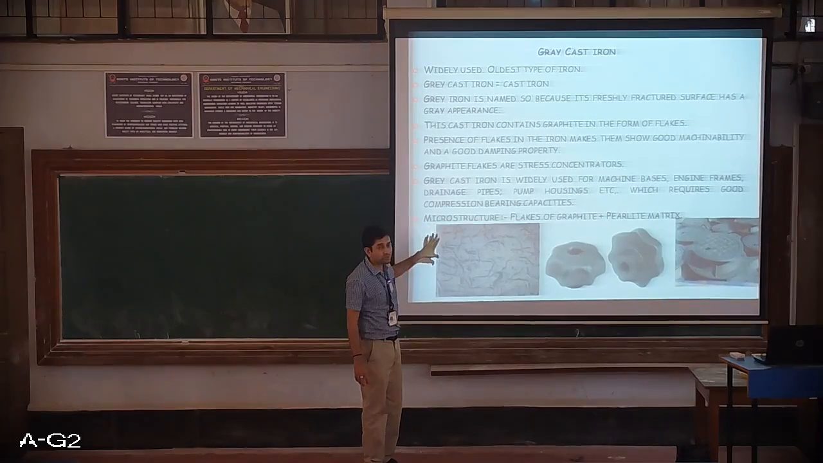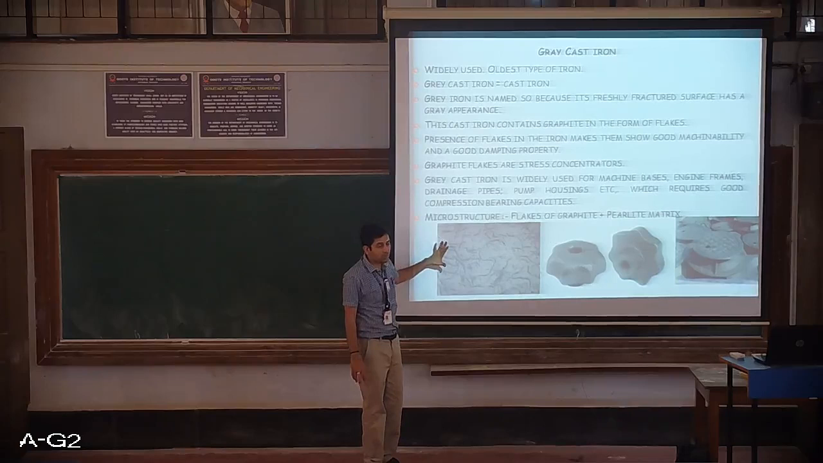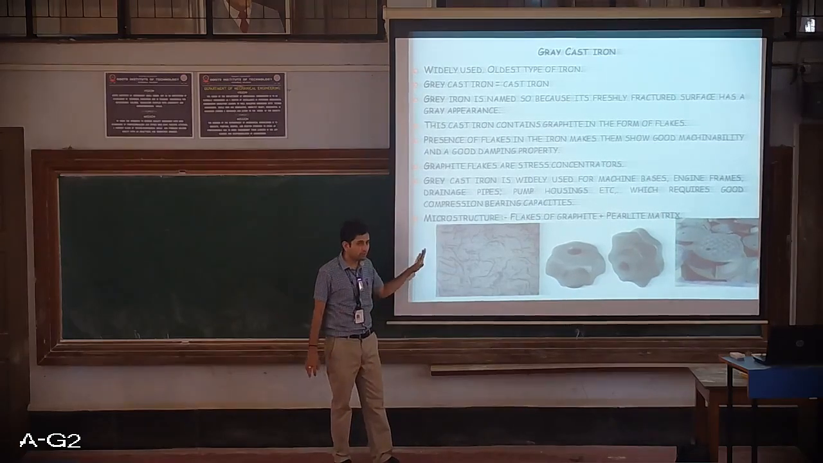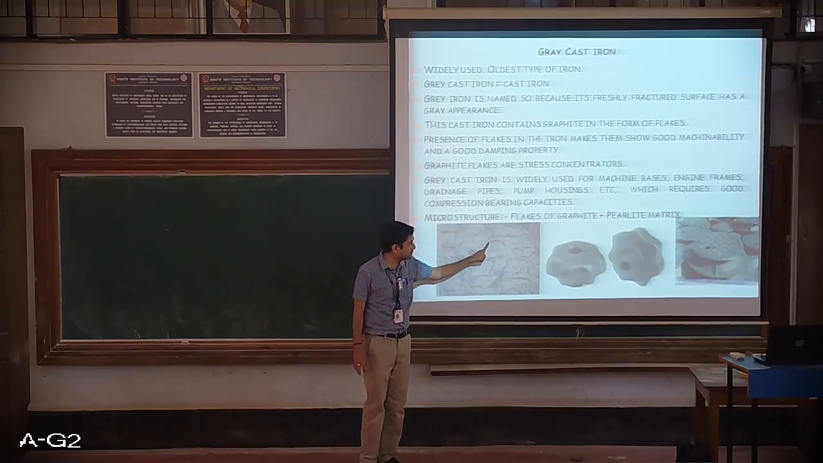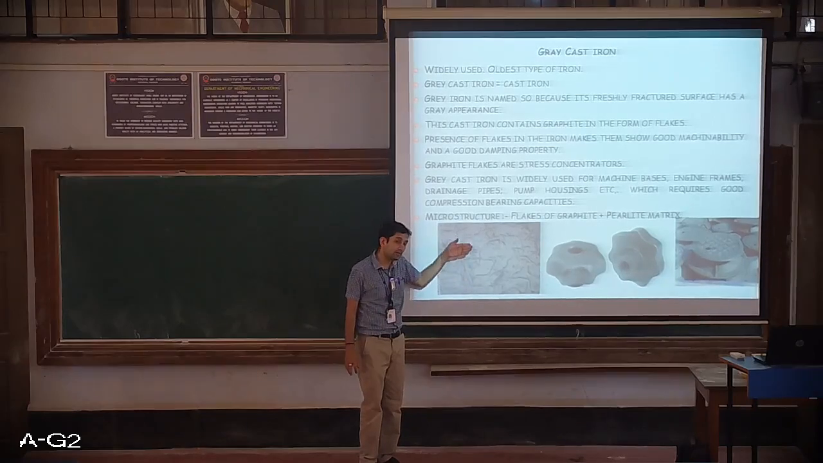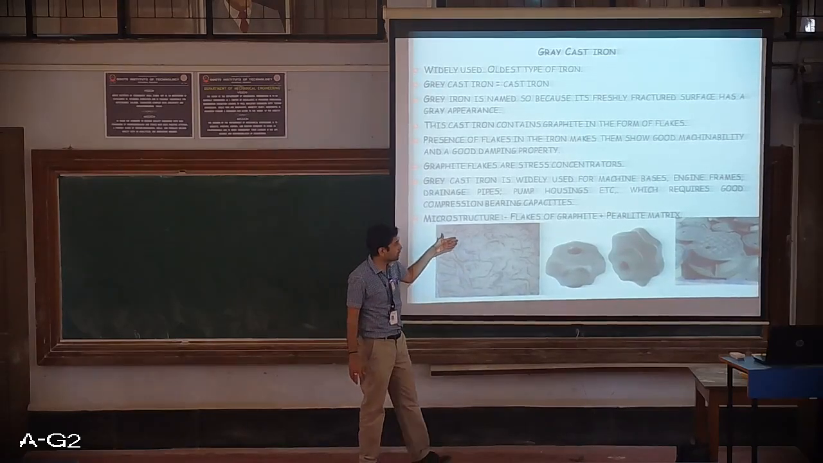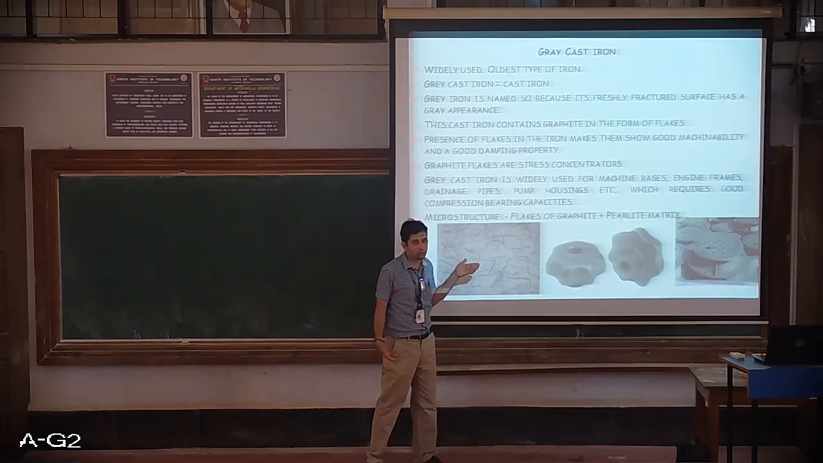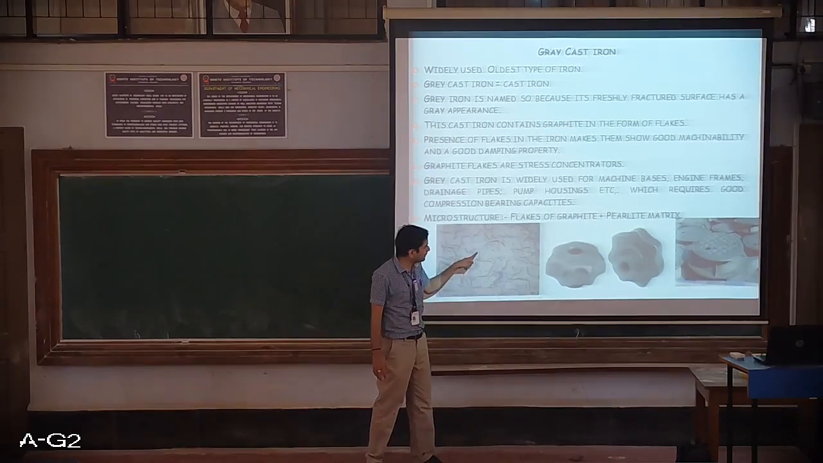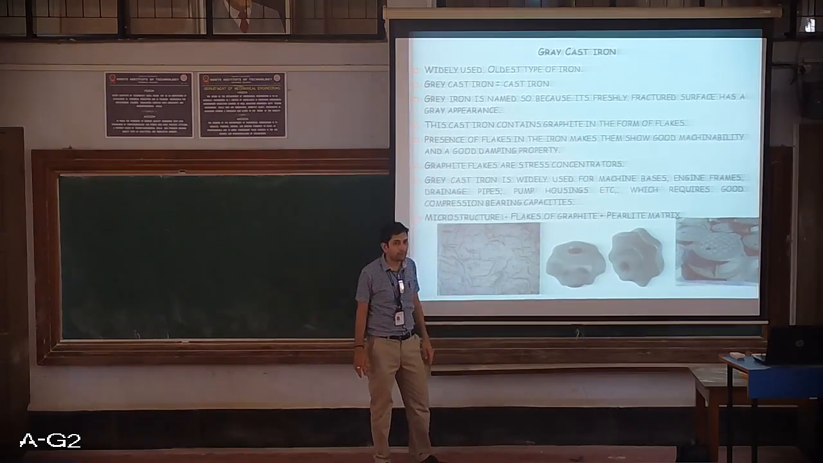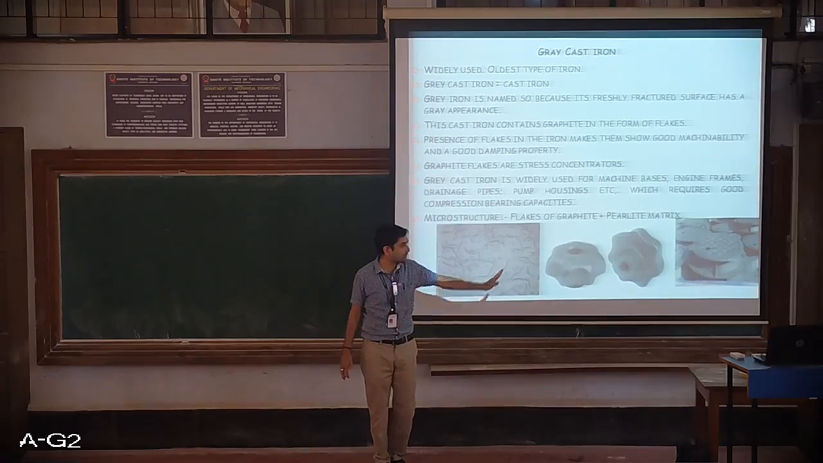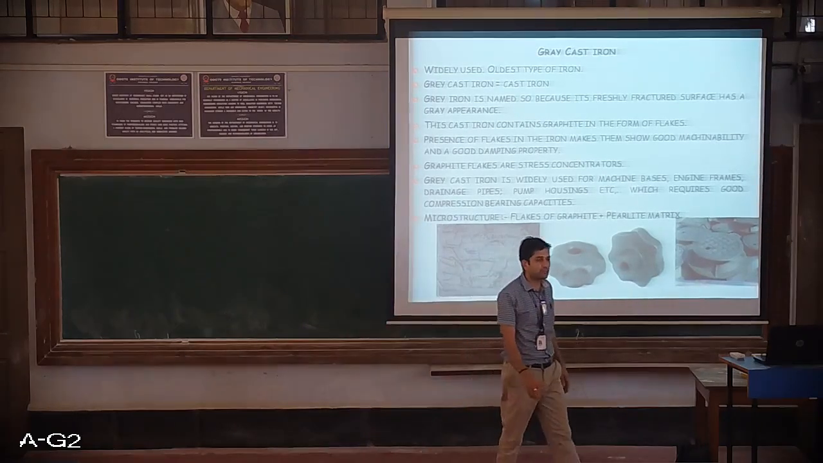Okay, and the microstructure, which is very important for us, will be like this. Here you will see the presence of graphite flakes. These are graphite flakes with a ferrite matrix. So the matrix will be there at the back, a ferrite or pearlite matrix, and then there will be flakes of graphite. These are some of the applications of grey cast iron.